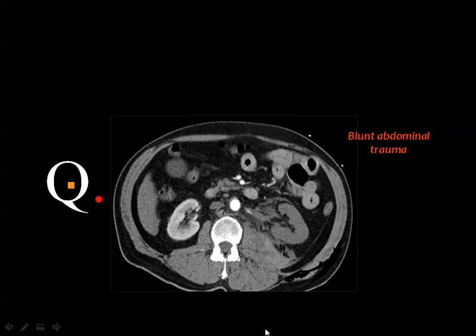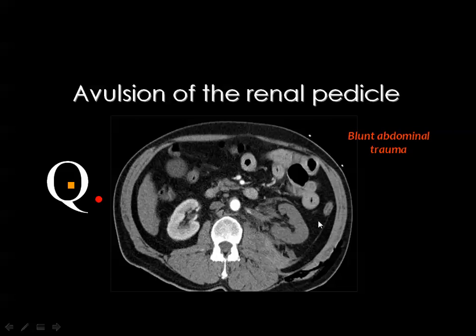Yes, avulsion of the renal vascular pedicle, the CT scan with intravenous contrast. You see an enhancing right kidney and a non-enhancing left kidney, denoting the avulsion of the renal vascular pedicle, considering the history of trauma.